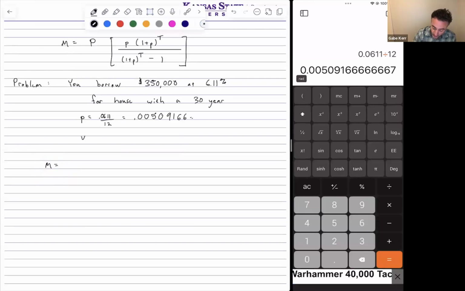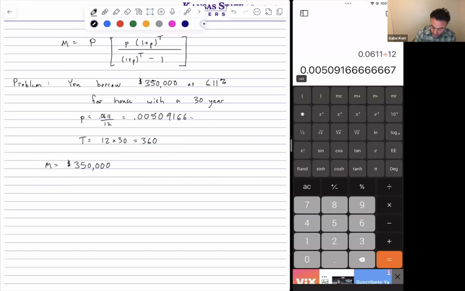So our t is going to be the number of payments that we make. We're going over 30 years at a monthly payment, so that's going to be 12 times 30, which is 360. All right. So now we can go ahead and calculate our monthly payment. So we're going to have $350,000.